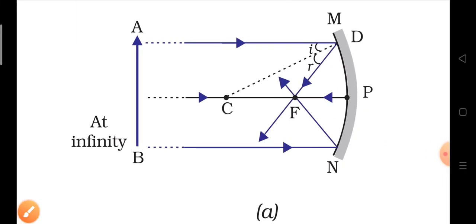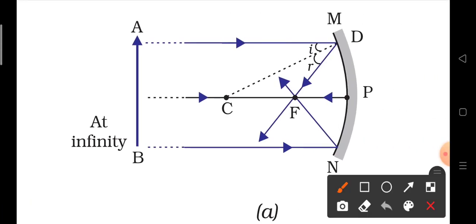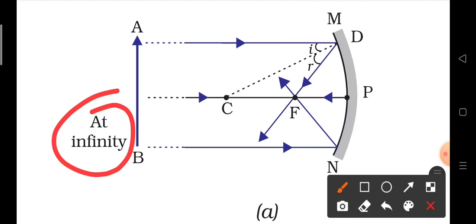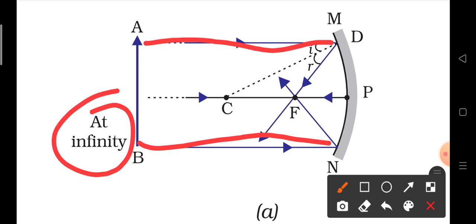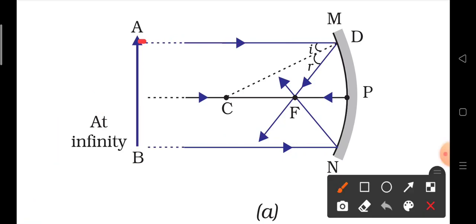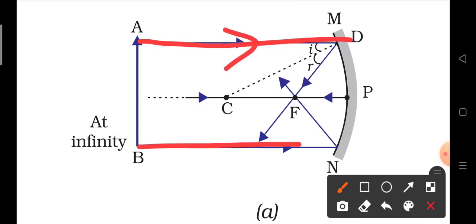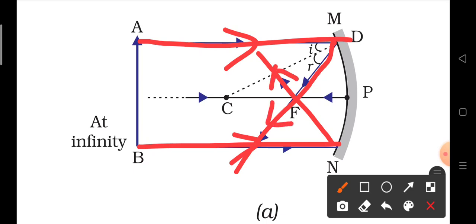Okay, so here the first pattern is the formation of the image when the object is placed at infinity. When the object is placed at infinity, the two parallel light rays coming from infinity are parallel to the principal axis. We know that when light rays come parallel to the principal axis, they will pass through the focus. So these are the reflected light rays passing through the focus. The image is formed at focus, and it is point size and highly diminished.